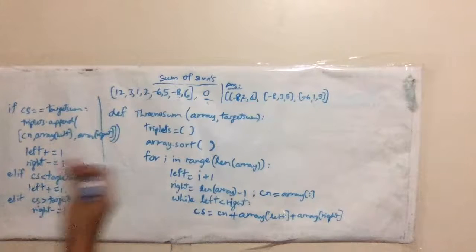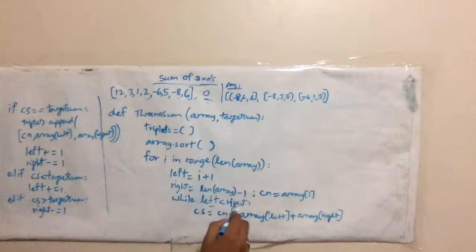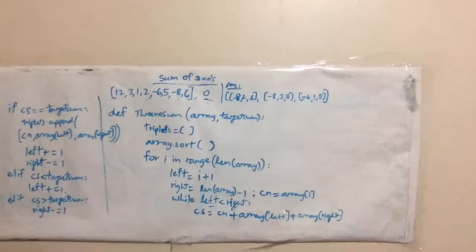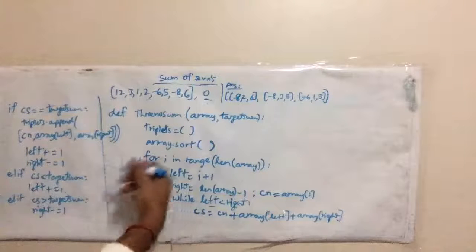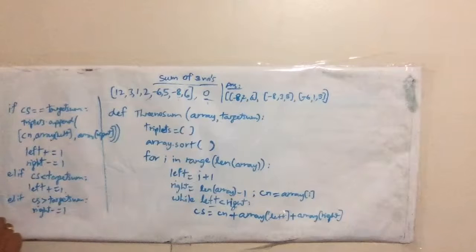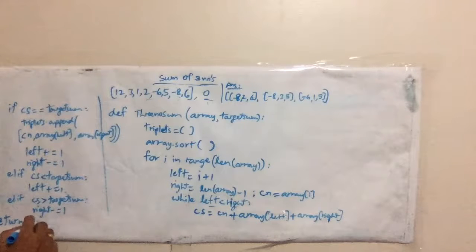Okay, so we will do this within the while loop until the left pointer meets the right pointer, and we will change the number if the while loop completes. So finally, after running this for loop and while loop, we will get all the lists within this big list. Return triplets. So finally, we will get this answer.